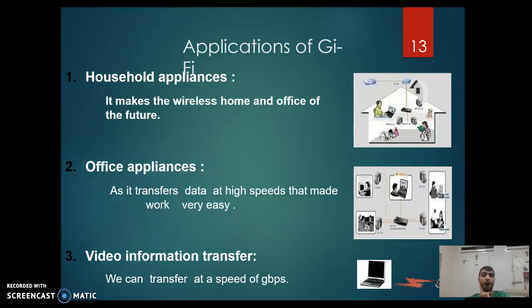The second is office applications. As it transfers data at high speed, that makes work very easy. And video information transfer: we can transfer at the speed of Gbps, which we call gigabits per second.